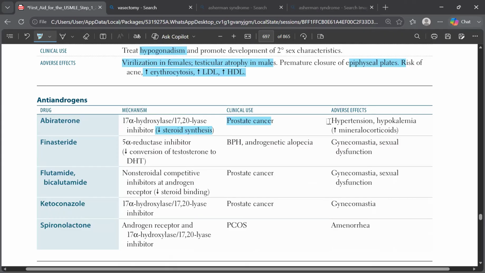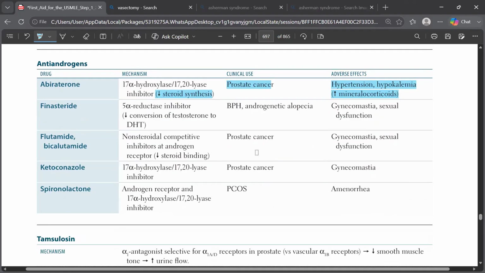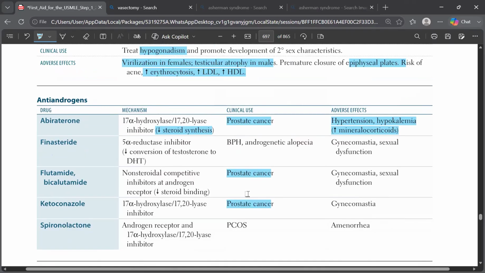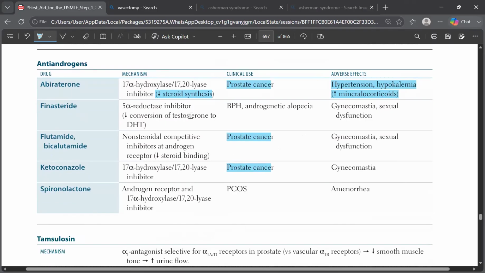The adverse effects are hypertension and hypokalemia, which are because of increased mineralocorticoids. There's going to be a decrease in androgen formation, but there's going to be an increase in mineralocorticoids that is going to cause hypertension and hypokalemia. An important thing to note is that anti-androgens are used to treat prostate cancer, and there are some exceptions, of course, which we are going to do. So, abiraterone is an inhibitor of steroid synthesis and is used in prostate cancer.